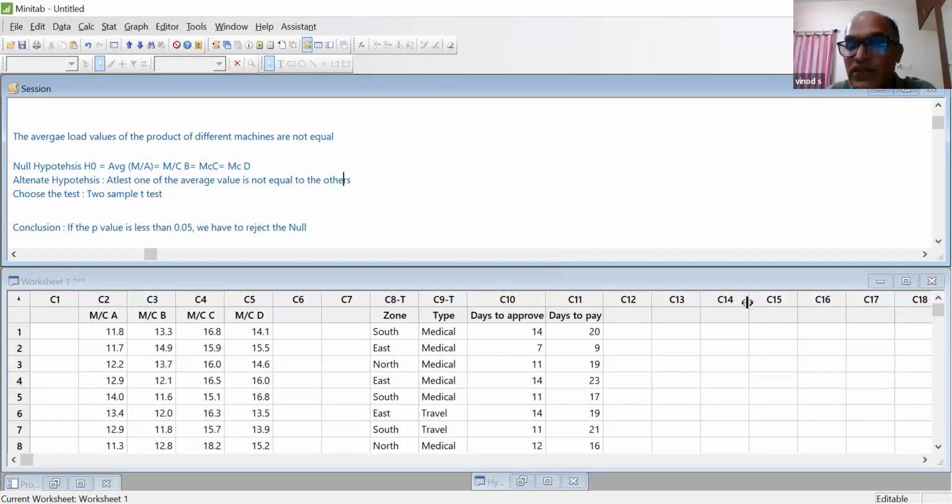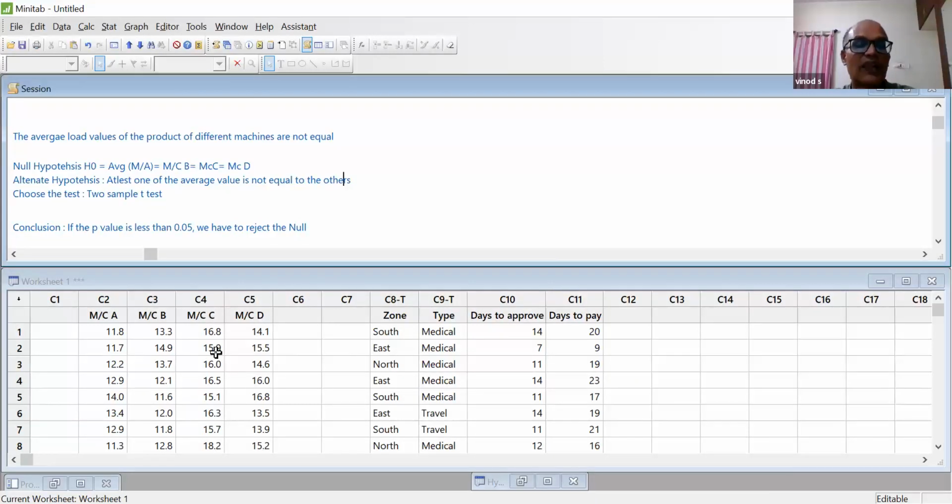Or is it too confusing? Yes or no? Some silence? Yes. Okay. Now we will just see the test, then you will have more clarity, right?